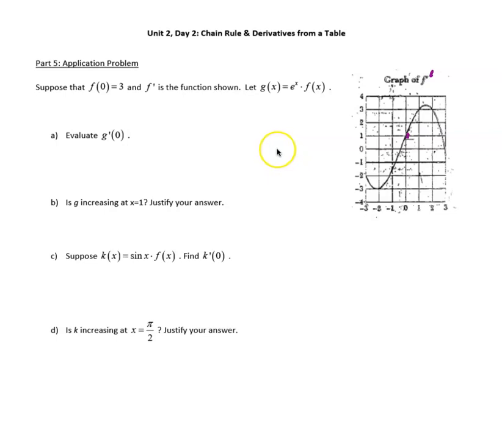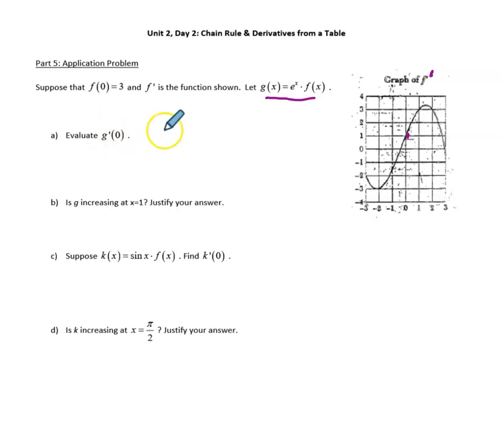All right, let's try an application problem. We're being given the information that f of 0 equals 3, and we're being told that we have the graph of f prime shown. And I wanted to be clear, this is f prime, not f. And then we're told that g equals e to the x times f of x. So that requires the product rule to differentiate.